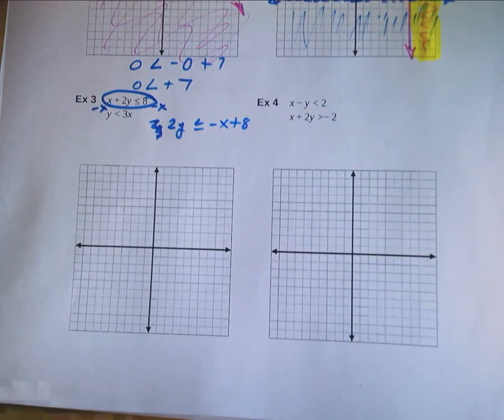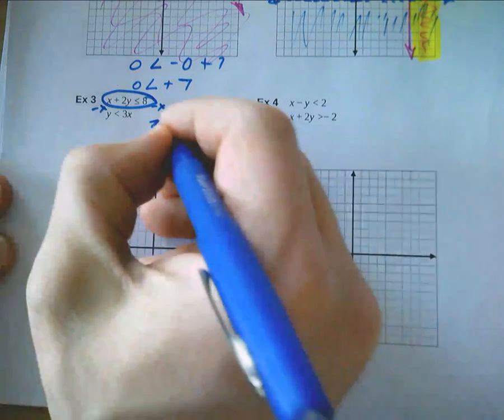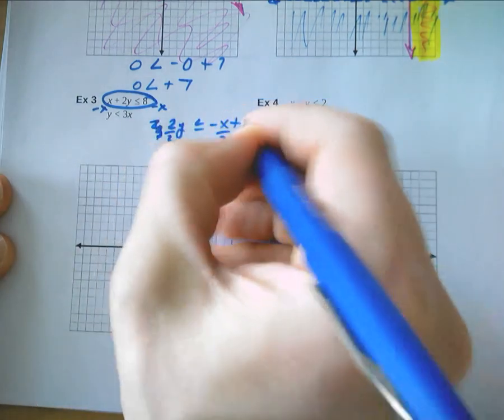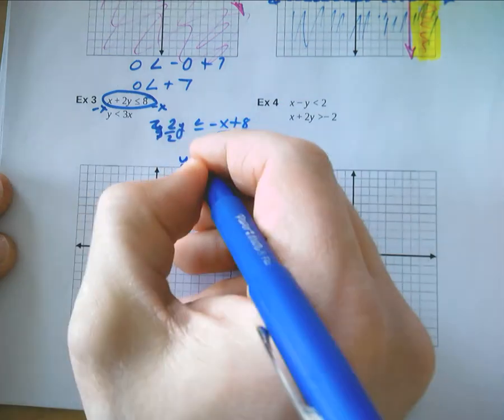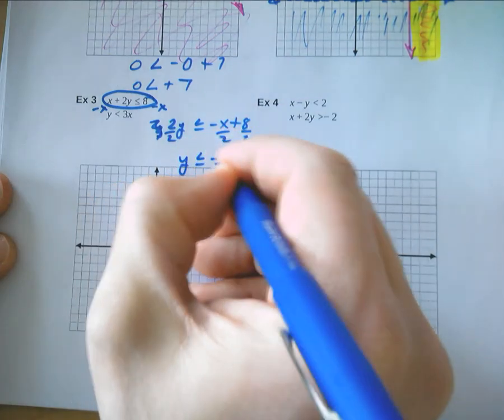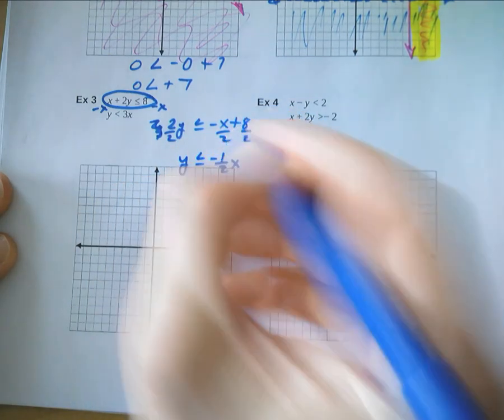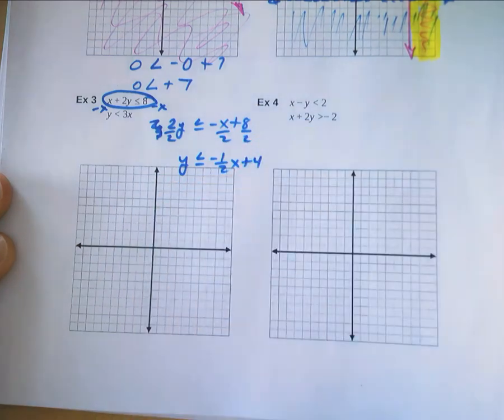And now we want to get this y by itself. How do I get rid of 2 times y? How do I get rid of the 2? Divide it. Now, if you divide it, you got to divide everything by 2. So what I end up with now is y is less than or equal to negative 1/2 x, and 8 divided by 2 is 4.